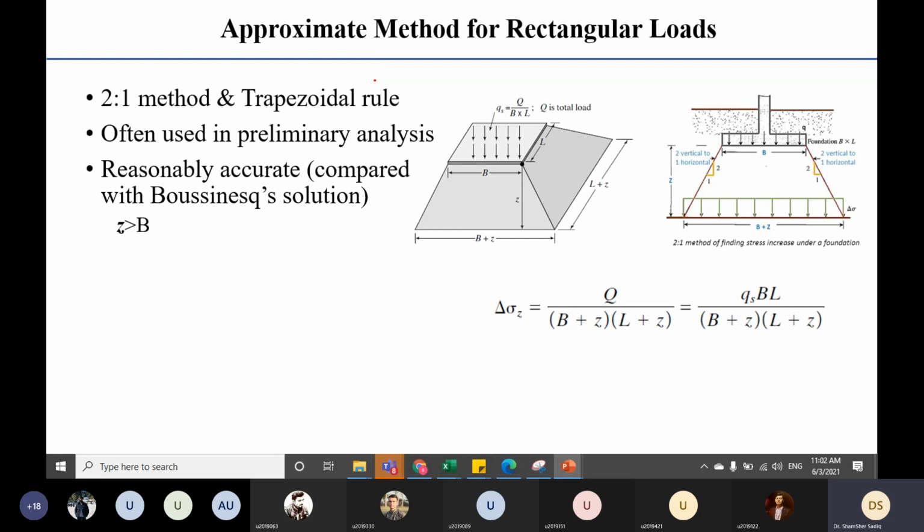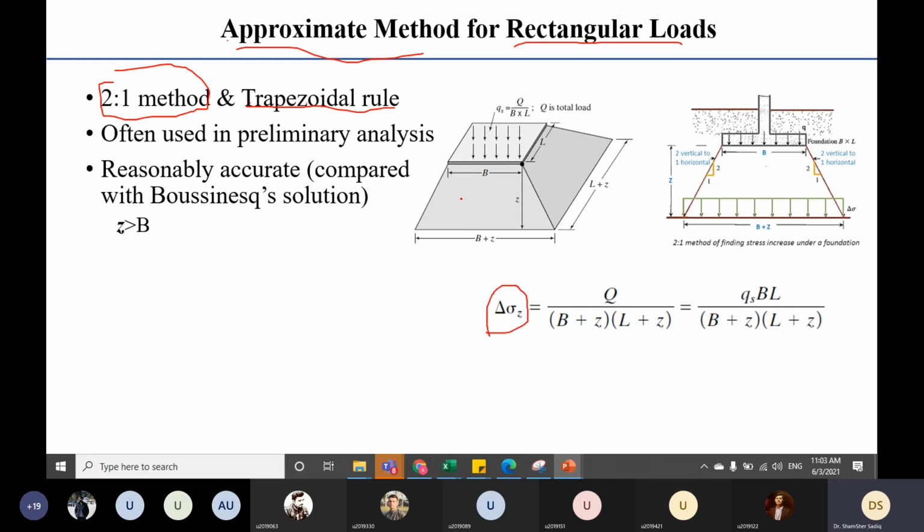So let us see the first approximate method for the rectangular load. Please note down that you can only use this approximate method for a rectangular or square load. It is also known as the 2:1 method or trapezoidal rule in geotechnical engineering. It is not exact, but it is very quick, and we often use it as a preliminary estimate. You can use it on site to see how the stress is transferred, if you are in a meeting and want some idea about the value of the added stress.